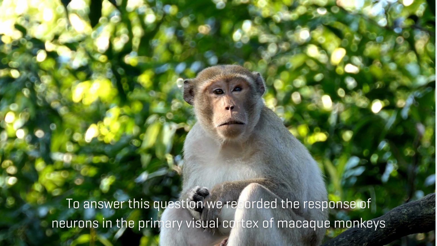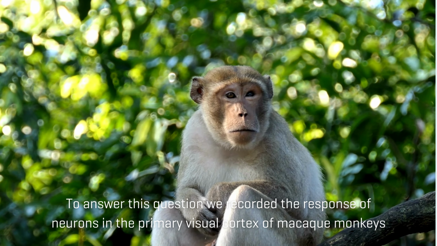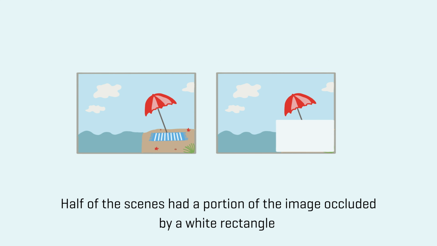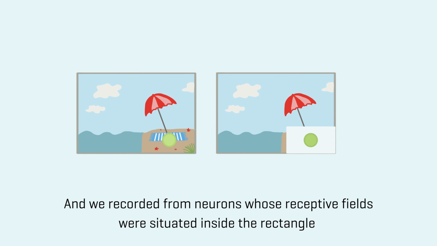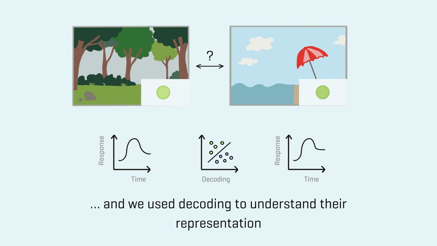To answer this question, we recorded the responsive neurons in the primary visual cortex of macaque monkeys. We trained 2 macaques to fixate on the center of a screen while pictures of scenes were shown. Half of the scenes had a portion of the image occluded by a white rectangle, and we recorded from neurons whose receptive fields were situated inside the rectangle. We then looked at the difference in response between different images, and we used decoding to understand their representation.